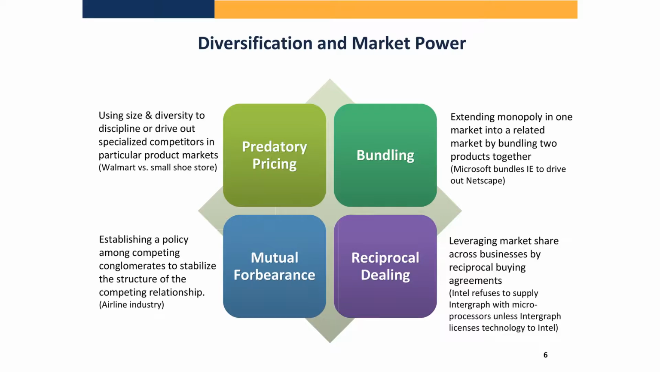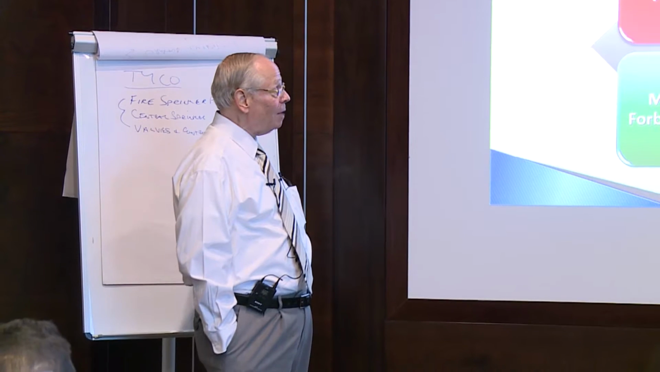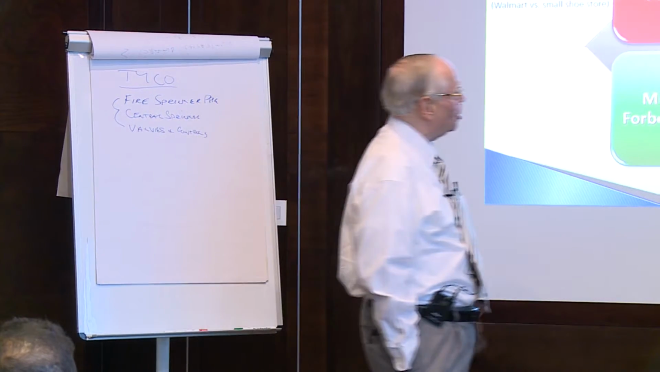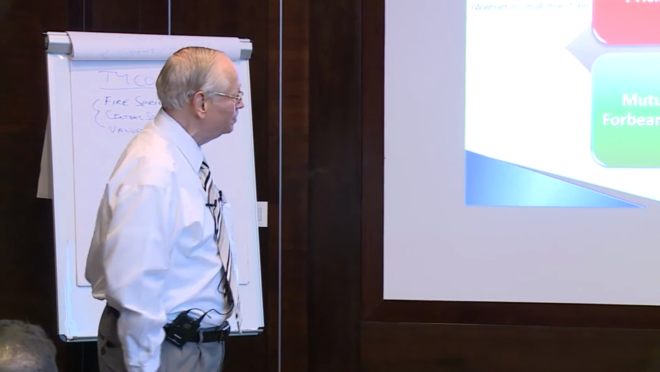And diversification market power, you have predatory pricing, using size and diversity to discipline or drive out specialized competitors in particular product markets. And basically you do that through economy of scale. Bundling is extending a monopoly in one market into a related market by bundling two products together, such as Microsoft bundles Internet Explorer to drive out Netscape. We were just mentioning that before.